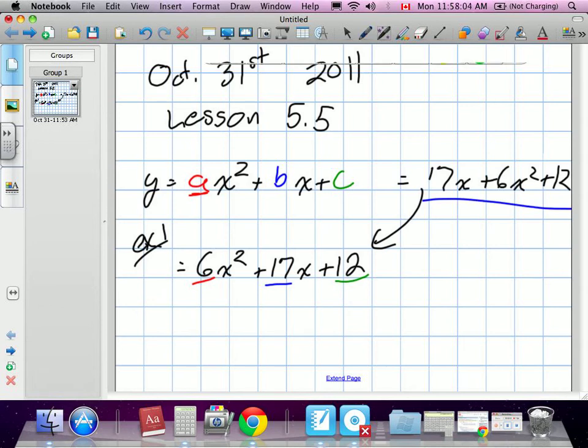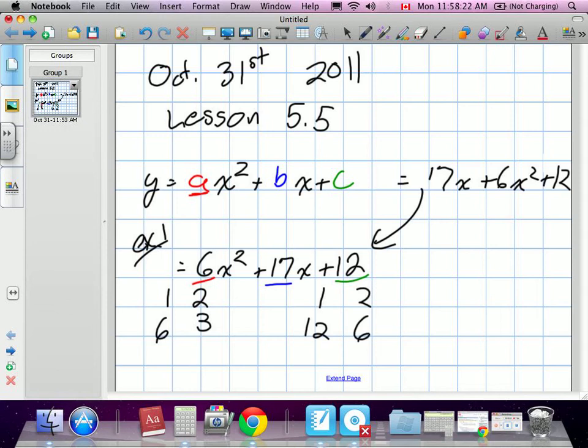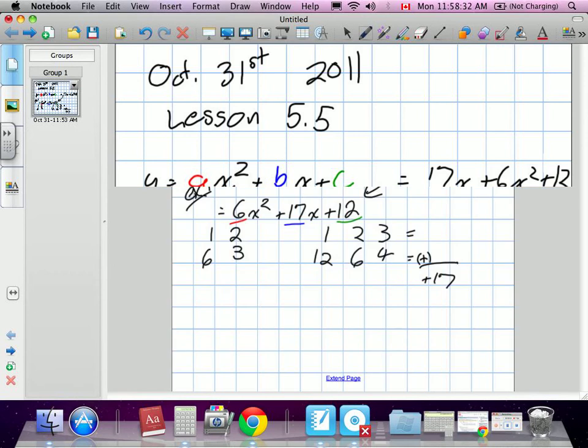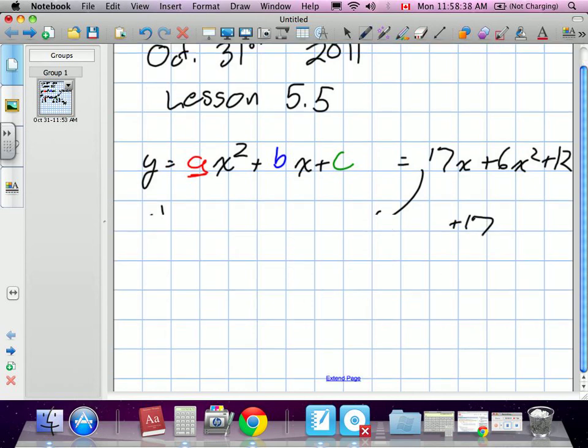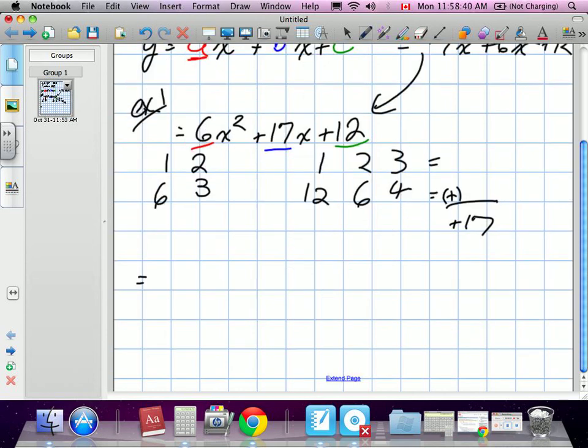So, first thing we do is find the factors of our A term. Our A term is 6, so our factors are 1 and 6, 2 and 3. Our C term is 12. Factors of 12 are 1 and 12, 2 and 6, and 3 and 4. If you guys remember, we need to find the products of the numbers, and they need to add to our positive 17. Once we find our numbers, we're going to be putting them into our 2 brackets, which will be our factored form.